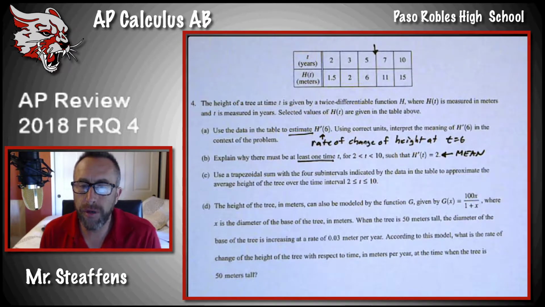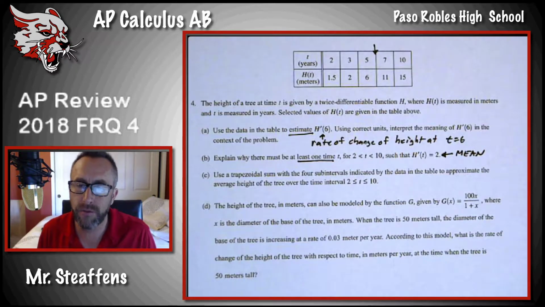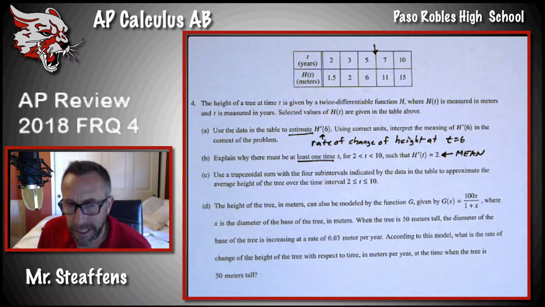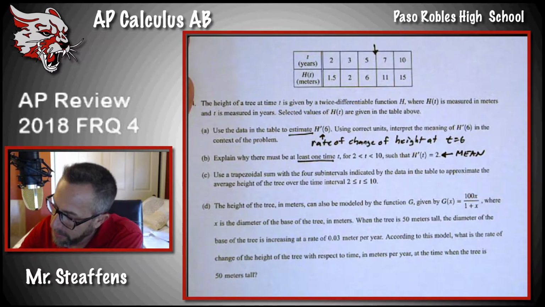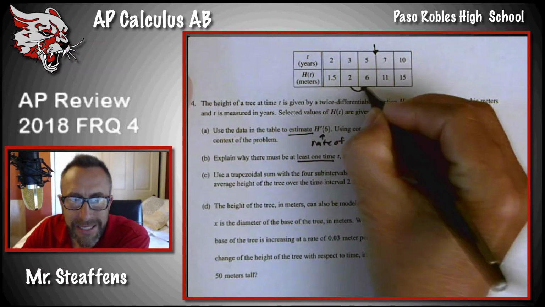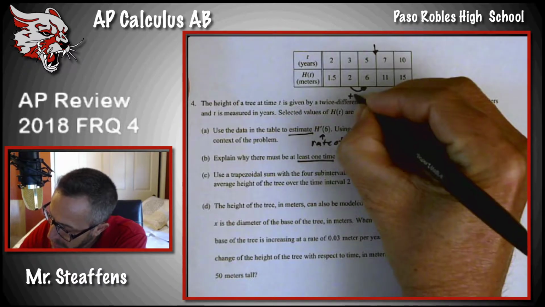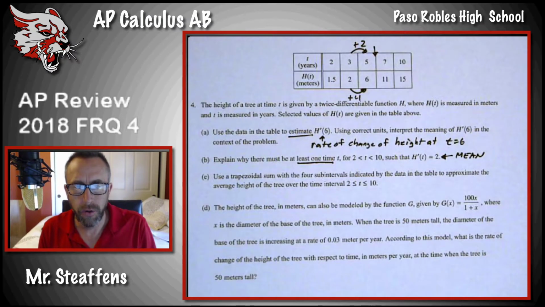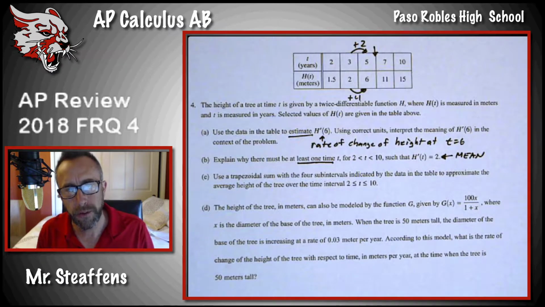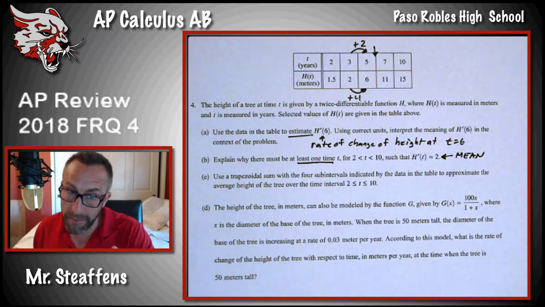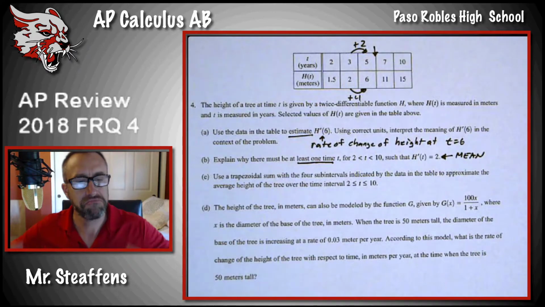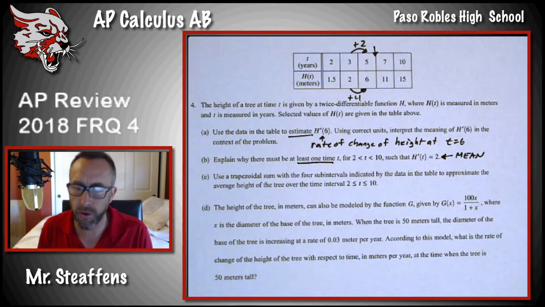It says, show me that there has to be at least one place where the slope is 2. Well, I'm just kind of looking at the numbers, and I am noticing that from 3 to 5, this goes up by 4. And from 3 to 5, this goes up by 2. So if I do the slope from 3 to 5, I'm going to get 4 over 2, which is 2, which means if the average slope from 3 to 5 is 2, then according to the mean value theorem, because this is a differentiable function, therefore it's continuous, there has to be some place where the instantaneous slope is 2.